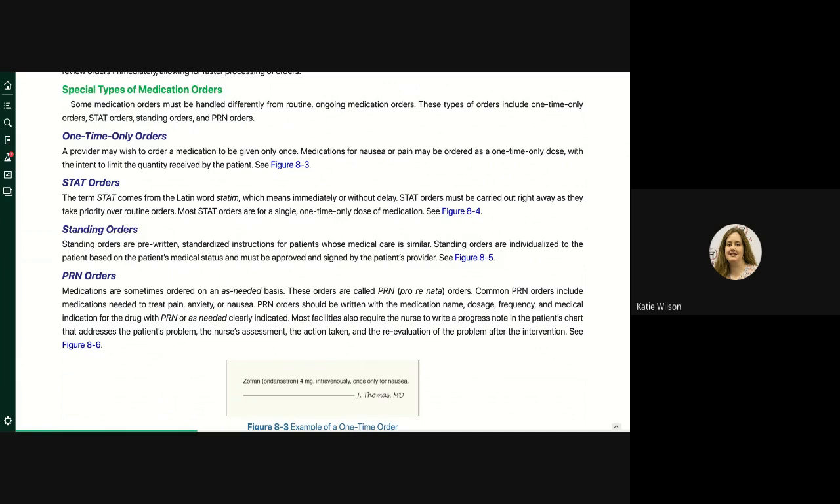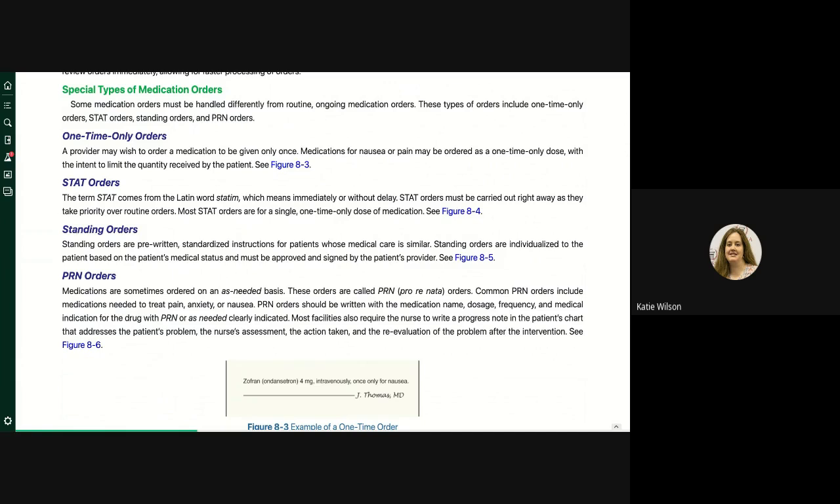So if you've had a postpartum vaginal birth, a patient would have a set of standing orders. They're going to have so many milligrams of Pitocin IV. They're going to have docusate sodium. They're going to have a certain pain medicine. They're going to have all these different things that are standing because those generally are the things that all of those patients need. And the PRN order is just as needed.